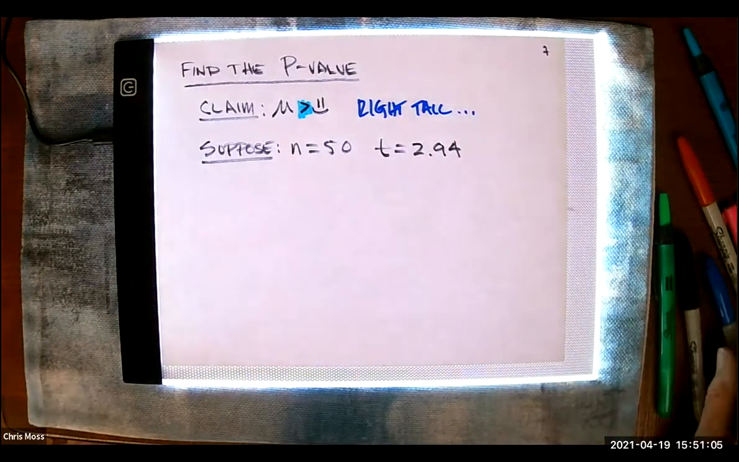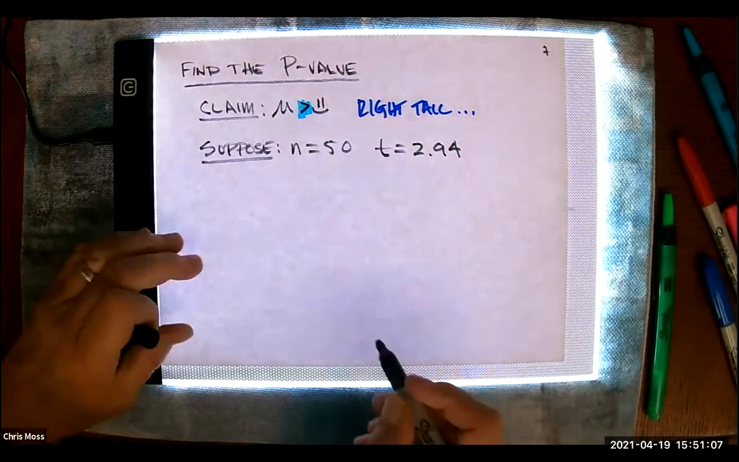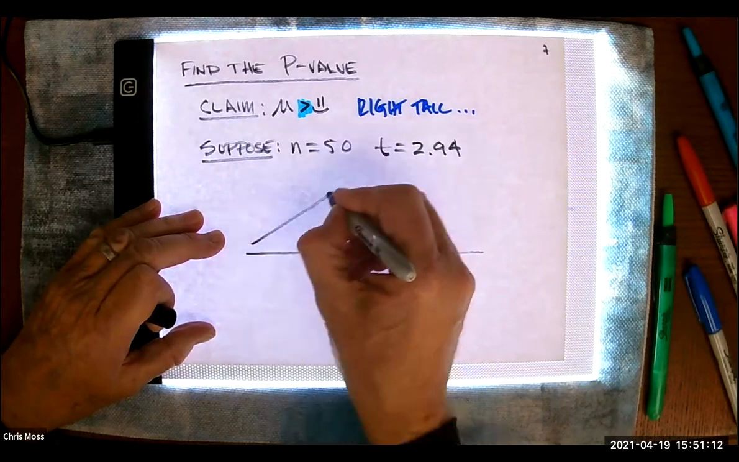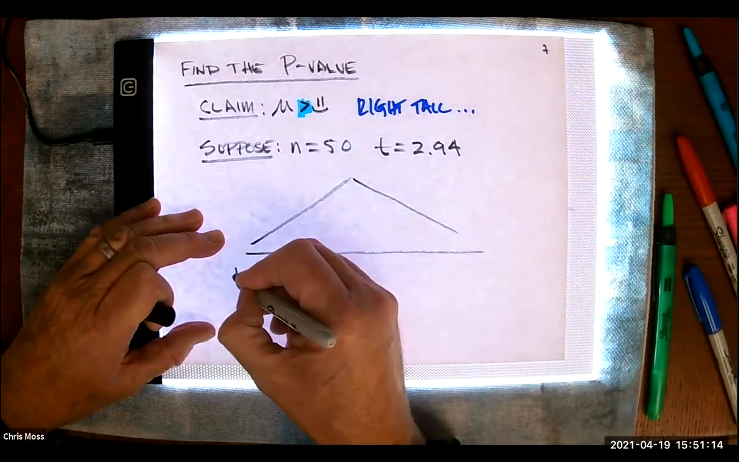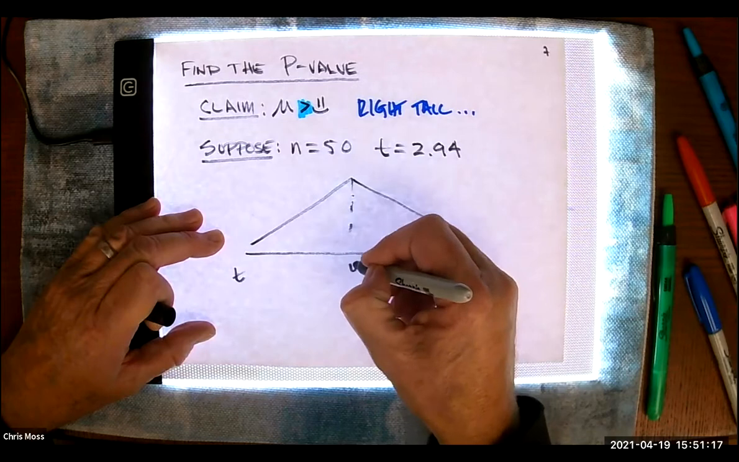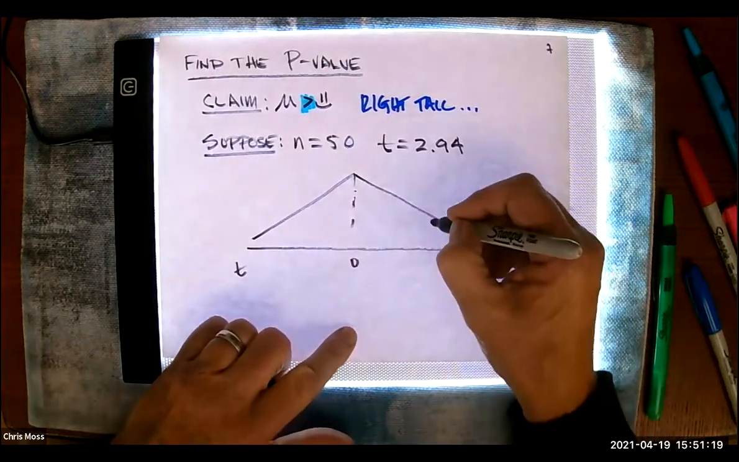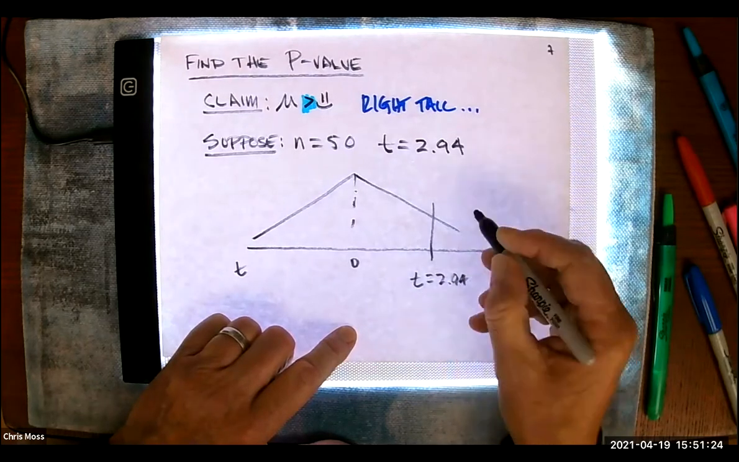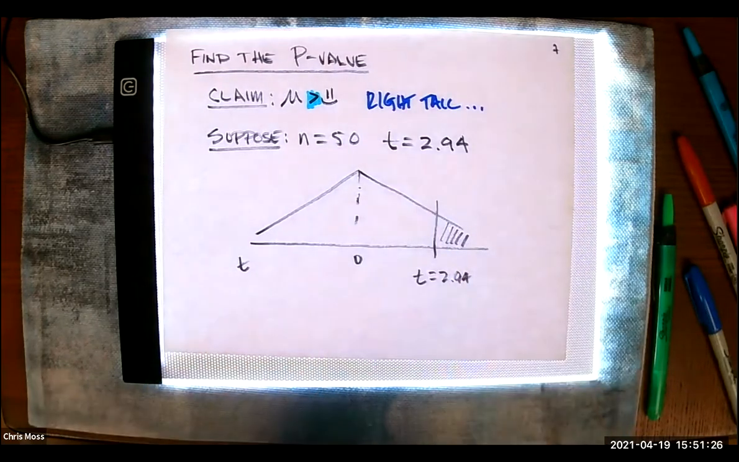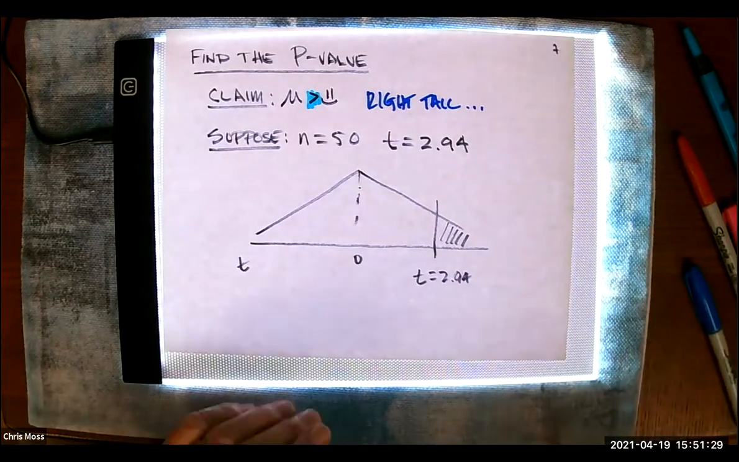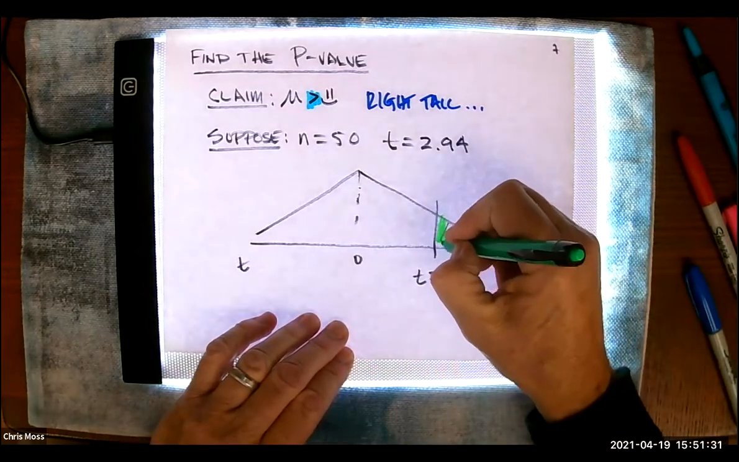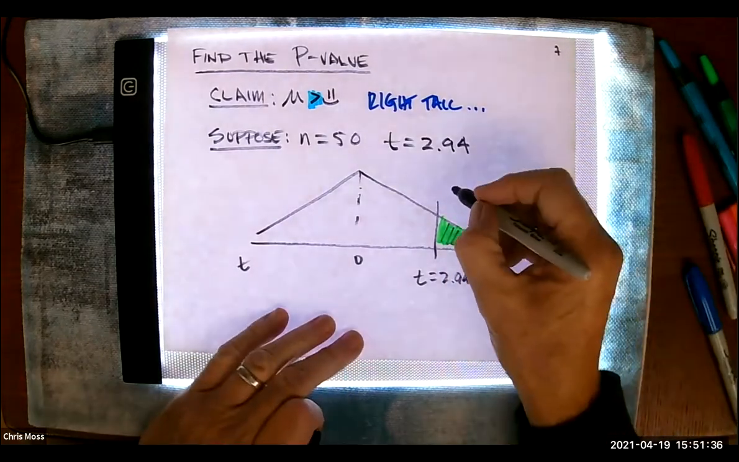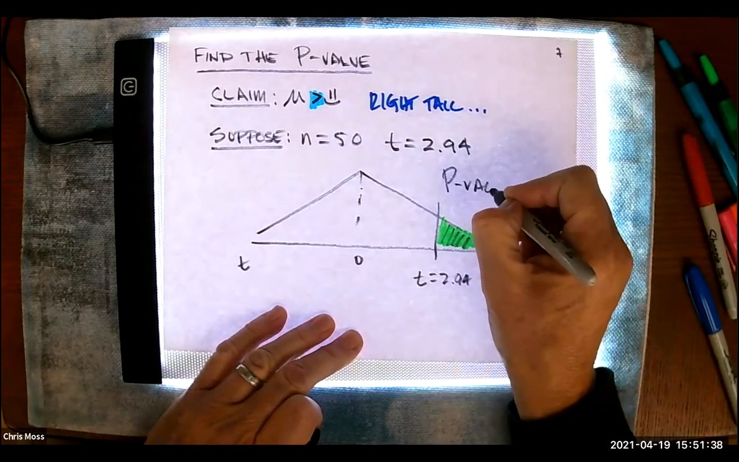Again, I think a quick picture really helps things. We have the t distribution. So we're going to go up the hill and down the hill. That's t there. Zero is in the middle, just like z. We have a test statistic of 2.94. And it is this area right here that is our p-value. So there is where the p-value lives.